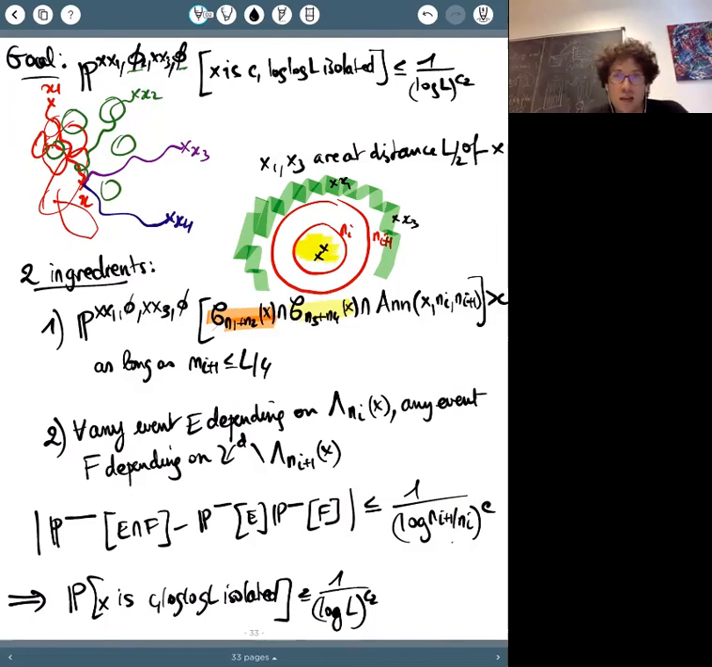Think of the second ingredient as basically telling you that you have mixing between different scales. It's kind of an additive mixing, but it's sufficiently good that you end up with the fact that you are isolated with small probability. This is really like a small exercise.